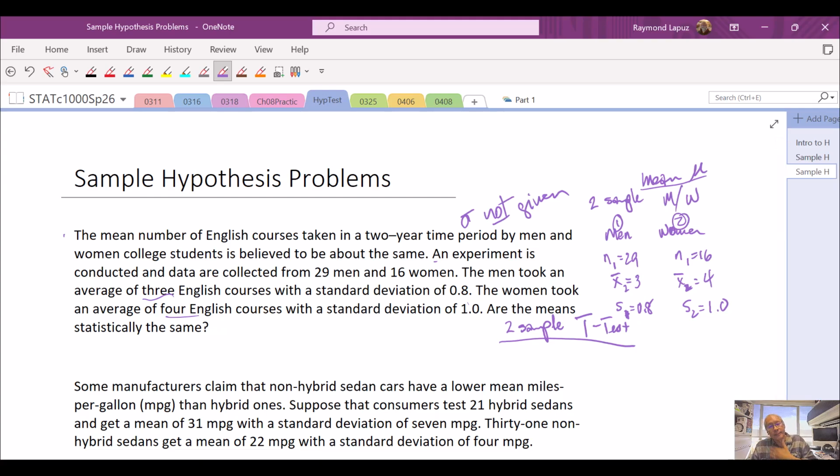The other thing is that because we're testing the means and we have 2 samples, we have to check if they're independent or not. And it looks like there's 29 men and 16 women, so we should have also noted that this is not independent, which means we are going to stick with this 2-sample t-test. Now this is going to have a degrees of freedom, but we're not going to worry about that because the calculation is kind of complicated, and we'll just let our computers and calculators deal with that.